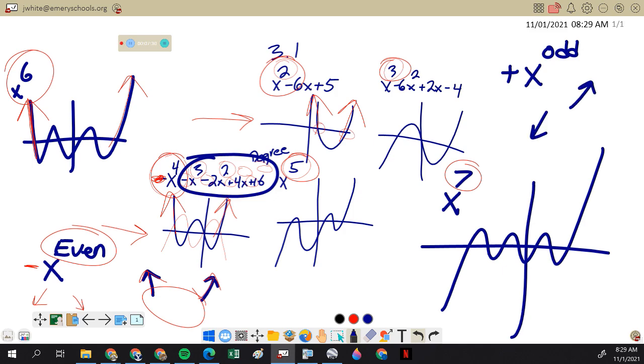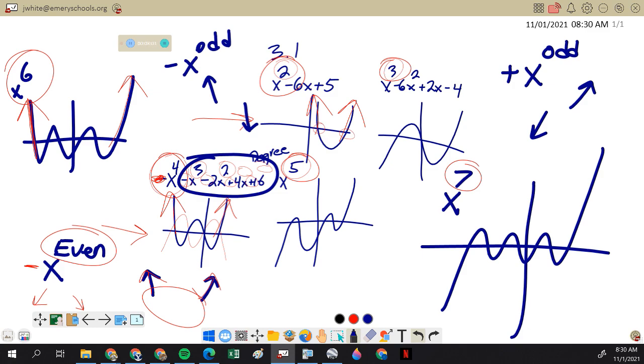Left side down, right side up. And then we don't know what's going to happen on the inside. Okay? If we have negative x to an odd, then we're going to have left side up and right side down. Can you guys remember that? So positive odds go up to the right. Negative odds go down to the right.